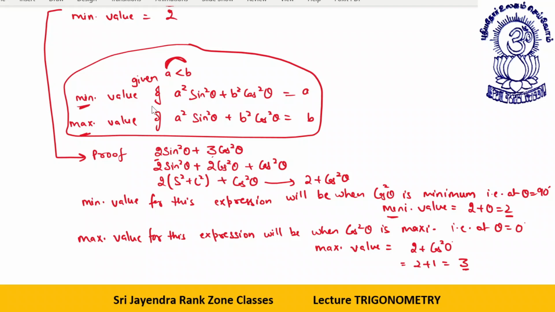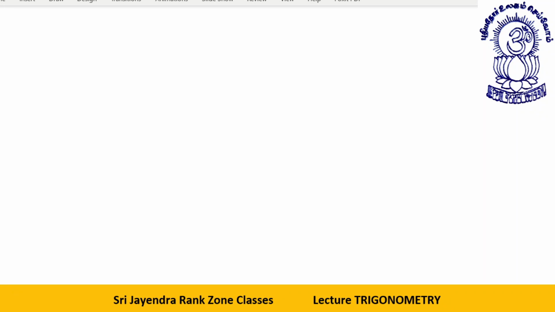So what I can say is, the minimum value of a square sine square theta plus b square cos square theta will be a or b. Minimum will be the smaller of the two numbers and maximum will be the greater of the two numbers. Very clear to all of you? Fine. Let's proceed towards the next questions.